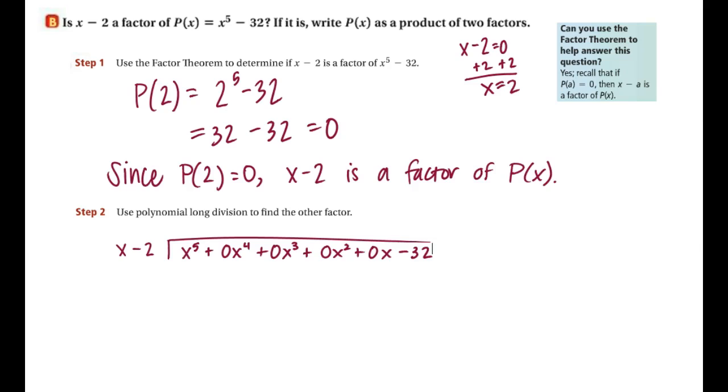So take a moment and set up your division just like I did, and notice that we do have zeros for the coefficients of x to the fourth, x to the third, x to the second, and x, and that's because those terms were not given in the polynomial, so there's zeros in front. Now pause the video and try to work through the polynomial long division by yourself, and I will pause it as well and work through it, and then you can check in a moment to make sure you understand.